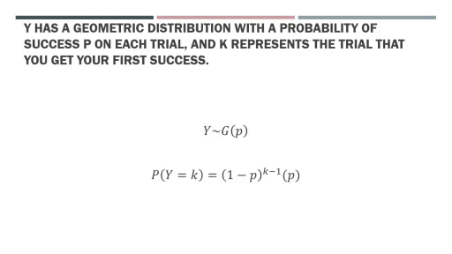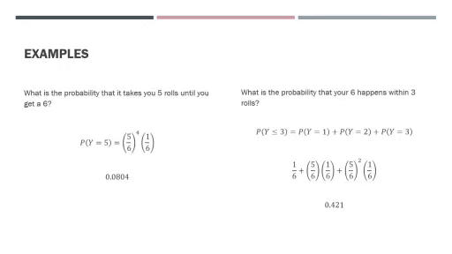So we need the probability of failure taken to the power of k minus 1, times the probability of success, only once. That probability of success is only once. It's not any more than that. So let's look at a few examples here.